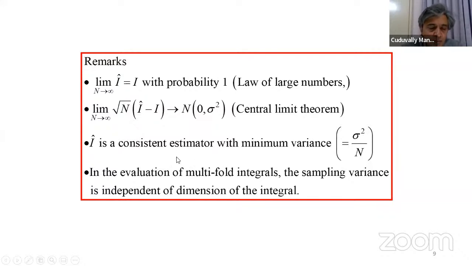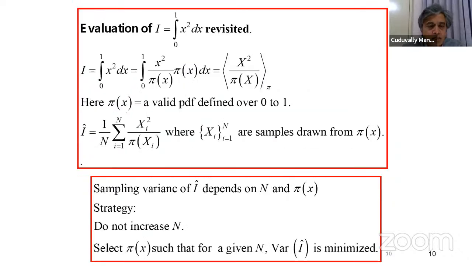If this integral is a multifold integral of a large dimension, the sampling variance is independent of the dimension of the integral. So the sampling variance remains independent of the size of vector x. So far so good. Now let's revisit this problem.